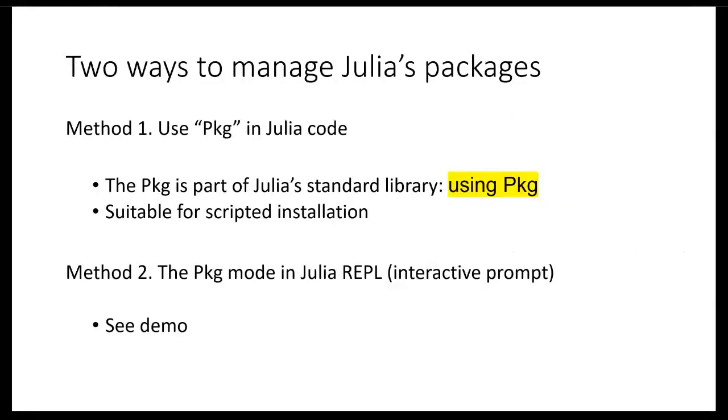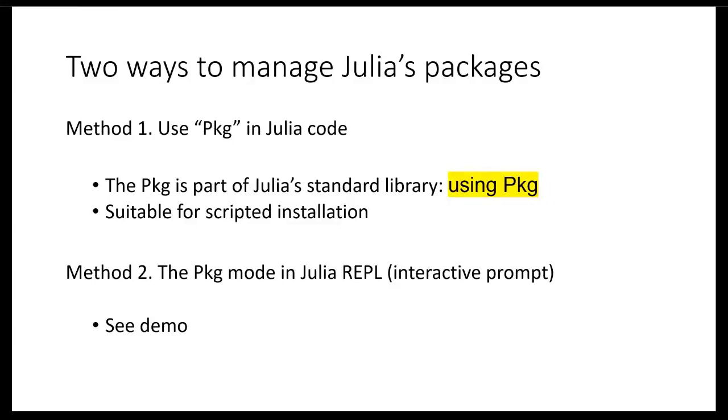There are 2 ways to access Julia's package manager, the PKG. PKG is part of Julia's standard library. It is installed when you install Julia. PKG has undergone significant changes recently. It is recommended that you install the latest Julia version to get the latest functionality of PKG and the rest of Julia system. The latest Julia version is 1.6 at this time.